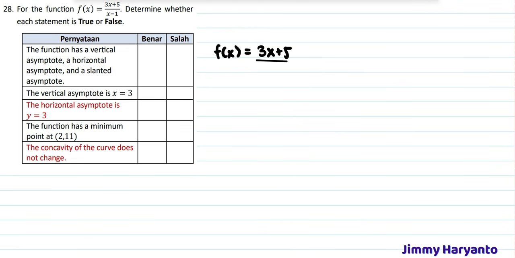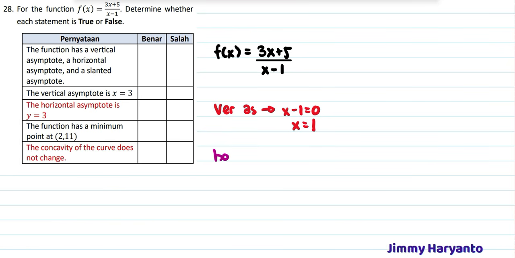And I think the statement is talking about asymptotes. Okay, so let's find the asymptote. First is the vertical asymptote. It will be taken from the denominator, x minus 1 equals 0, so x equals 1. That is the vertical asymptote. Next, the horizontal asymptote. It's taken from the coefficient of the x. So it will be y equals 3 over 1, which is 3.